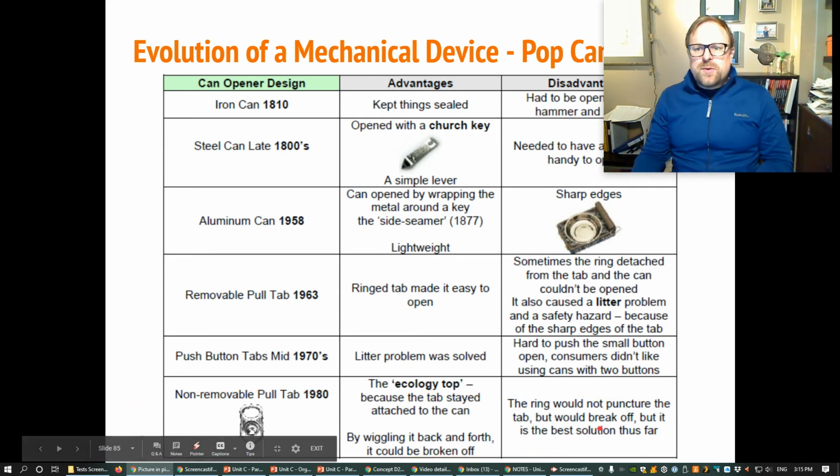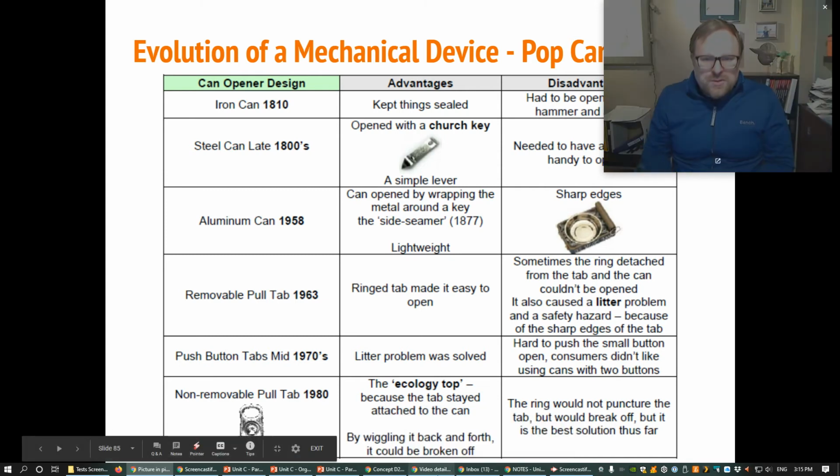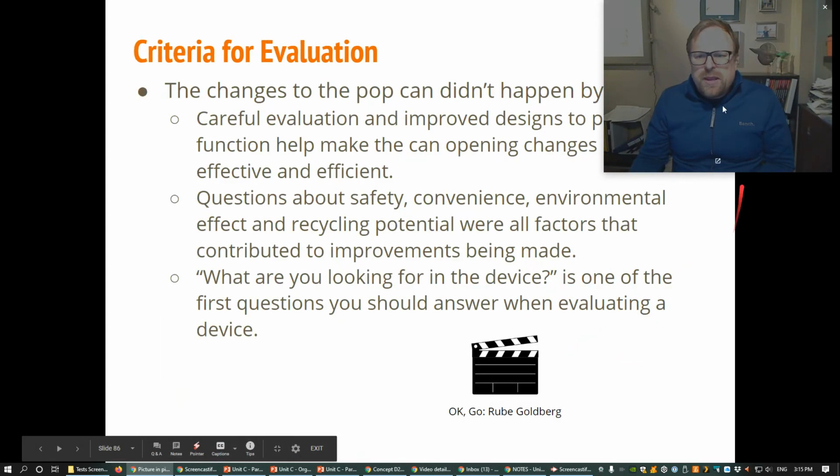I mean, we're in 2020 now, so we're about 40 years later of this non-removable pull tab. Hey, what's the next evolution of the pop can puller? I don't know. Okay, so hope you gave that a little bit of thought.